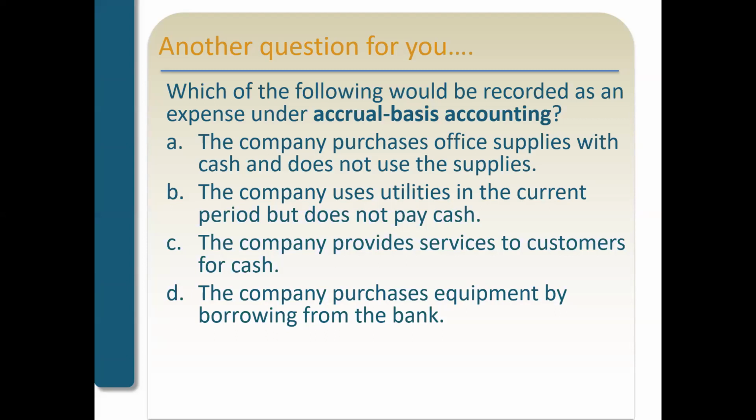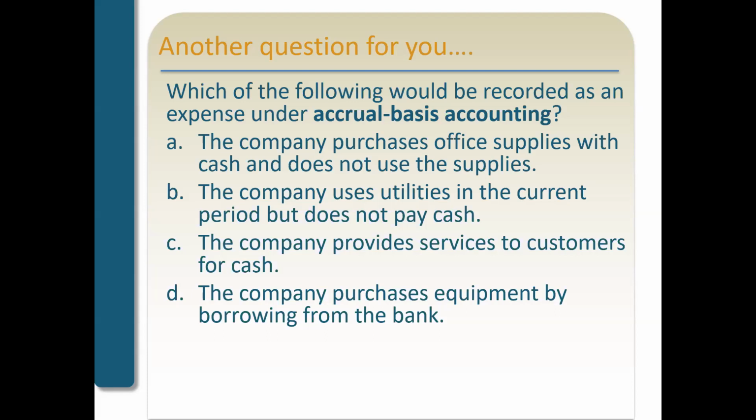So let's talk about this. Which of these would be recorded as an expense? Now, guys, we know it's not C because the company's providing services to customers. That's revenue. That's not an expense. So C's wiped out immediately. It's not D because the company purchases equipment. What is equipment? An asset. It's not an expense. We're not going to deal with that. So C and D are wrong.